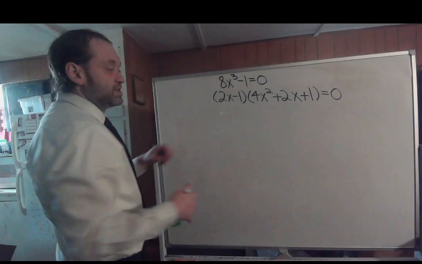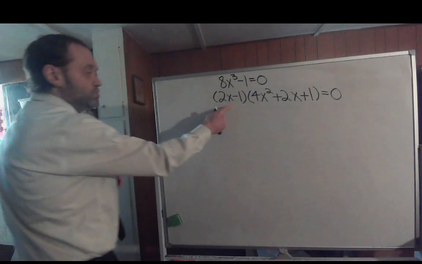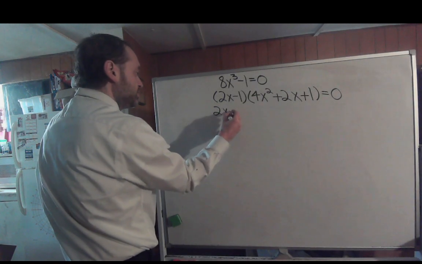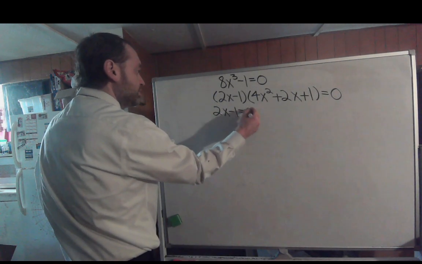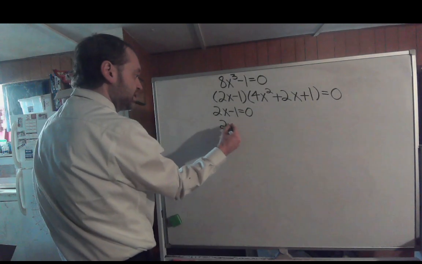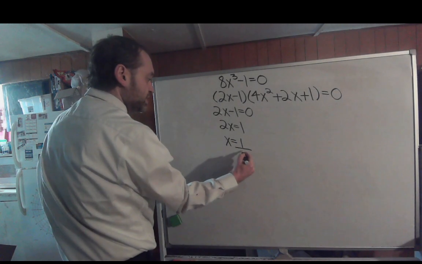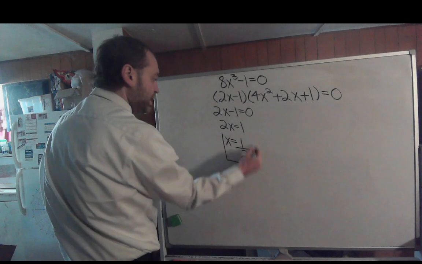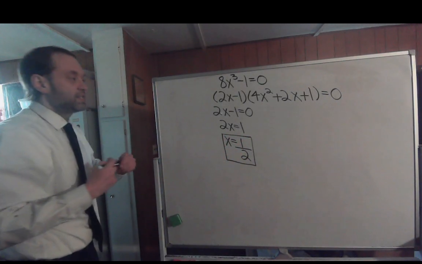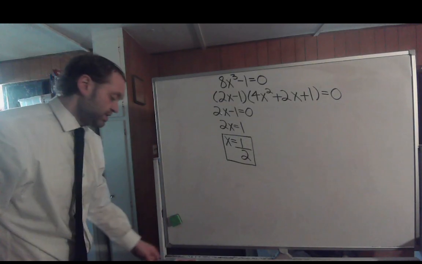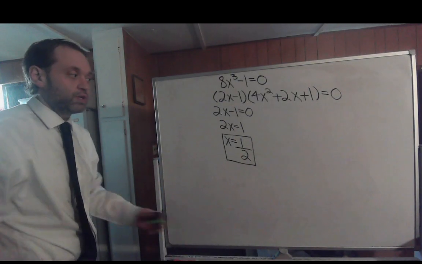So since we're only focused on the real solutions, let's just look at that 2x minus 1. So 2x minus 1 equals 0 would give you 2x equals 1, giving you the only real value for this would be that x equals 1/2. So x equals 1/2 would end up being your only real solution to this polynomial equation.